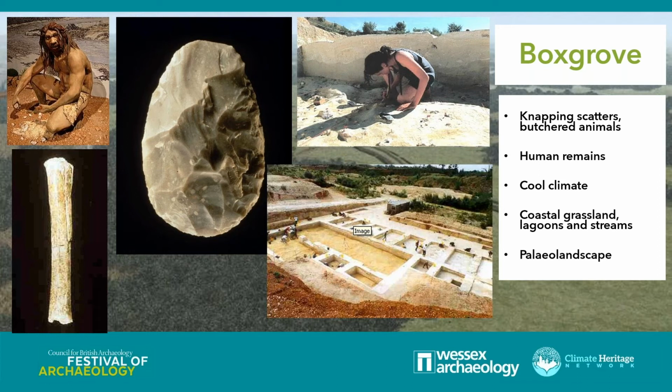This site is considerably younger in time, about 300,000 years younger than Happisburgh. But again, we're seeing human occupation during quite a cold climate, a cool climate at least, and in a coastal environment with open grassland, with lagoons and streams. The other thing about Boxgrove is it's not a single location. What is preserved on the Sussex coastal plain in this area is a paleo landscape, a large area of landscape preserved in which humans were active. So you get different spots within that landscape with people producing stone tools and butchering animals.